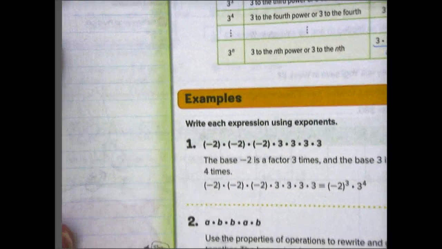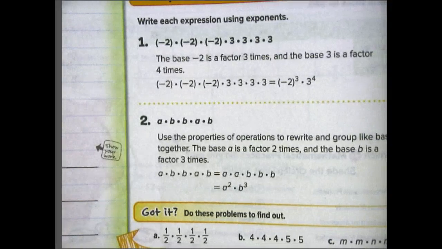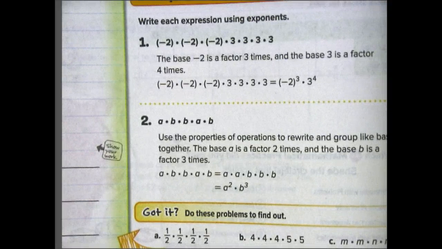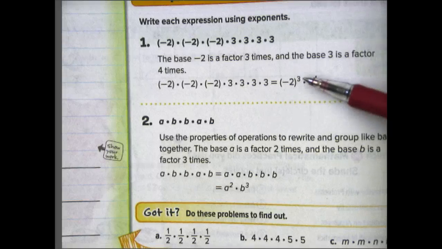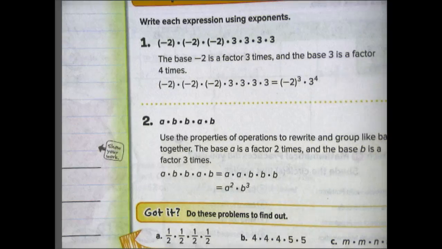All right, let's take a look down at the bottom. Write each expression using exponents. There are some examples here. -2 times -2 times -2 times 3 times 3 times 3 times 3. The base -2 is a factor 3 times, and the base 3 is a factor 4 times. So we would write it -2 to the 3rd times 3 to the 4th.